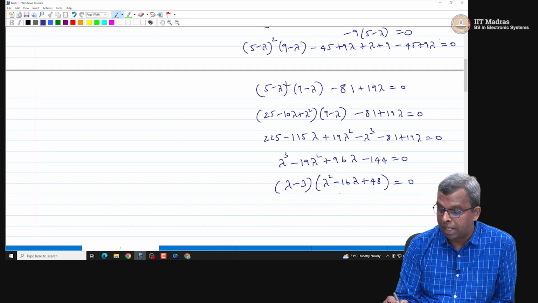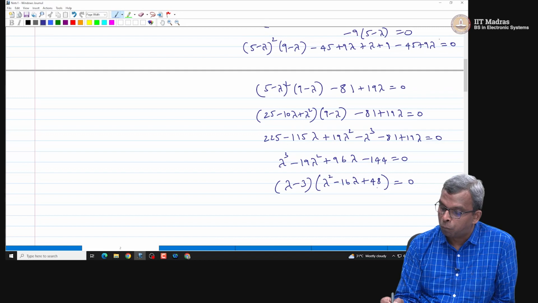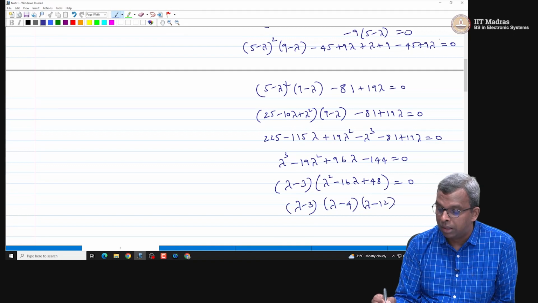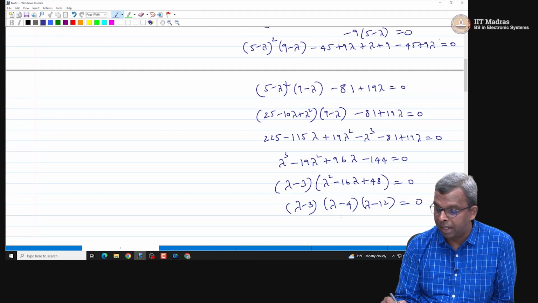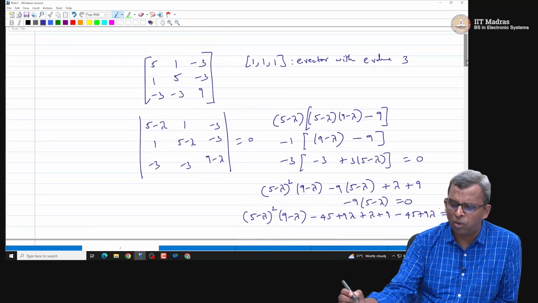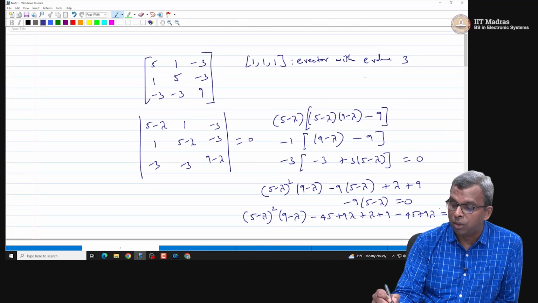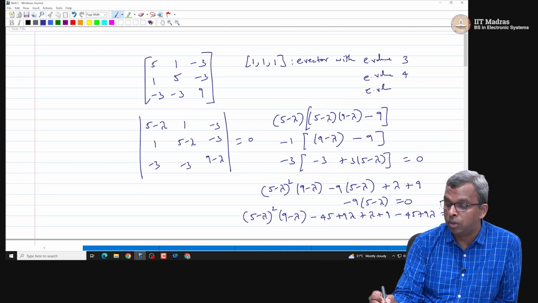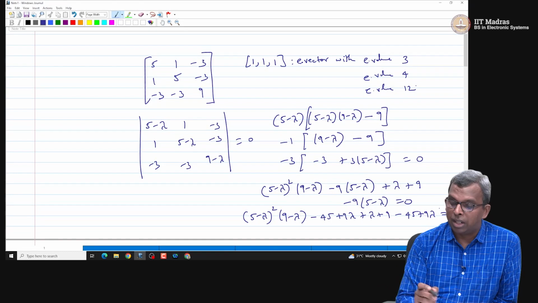If you have to do this, this is going to be 12 and 4, right? 12 and 4 will work out. So you have lambda minus 3 times lambda minus 4 times lambda minus 12 equals 0. So the eigenvalues are 3, 4 and 12. Okay, slightly more painful way to do it. So eigenvalues are 3, 4 and then eigenvalue is 12, and then you have to try and find the eigenvectors.